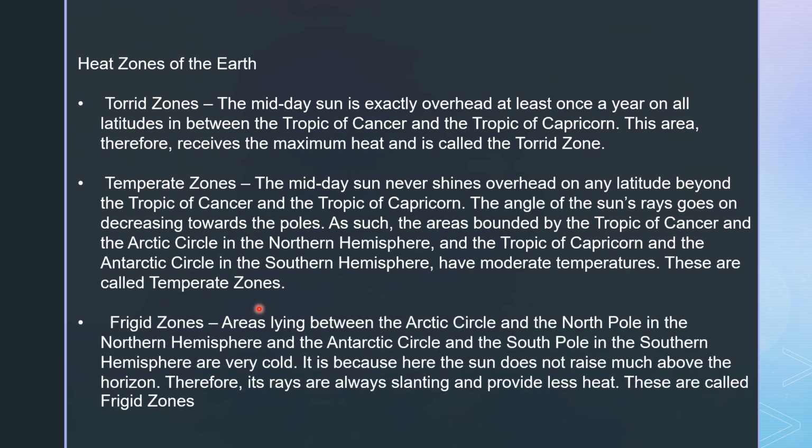Now we will learn about frigid zones. The areas lying between the Arctic Circle and the North Pole in the northern hemisphere, and the Antarctic Circle and the South Pole in the southern hemisphere, are very cold. It is because here the sun does not rise much above the horizon. Therefore, its rays are always slanting and provide less heat. These are called frigid zones.